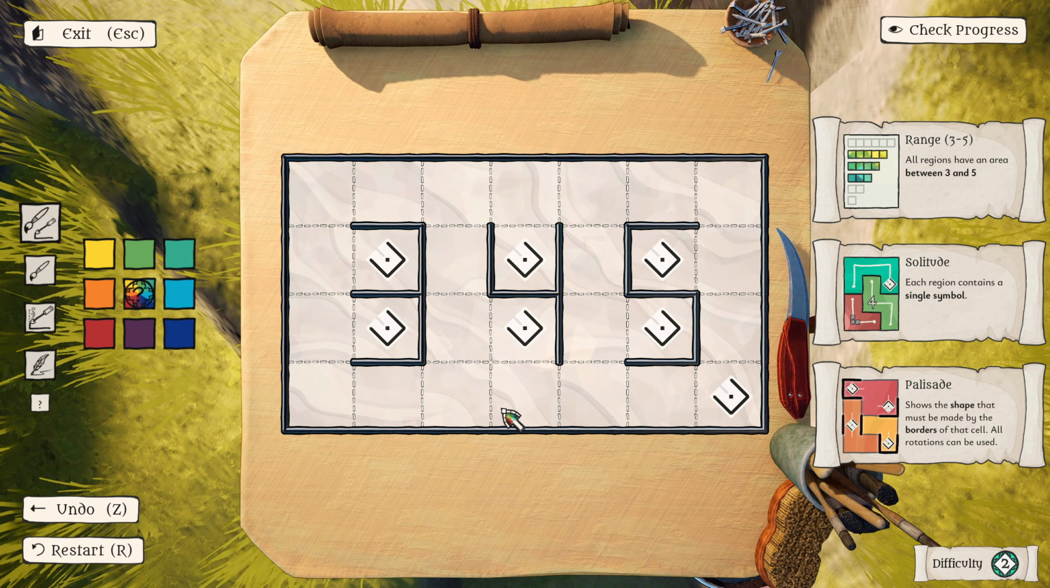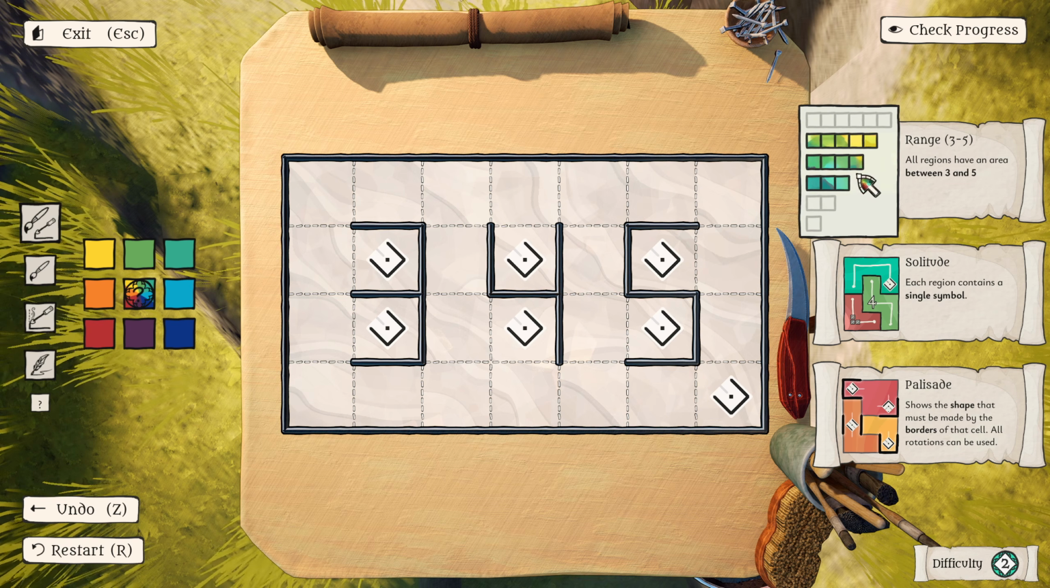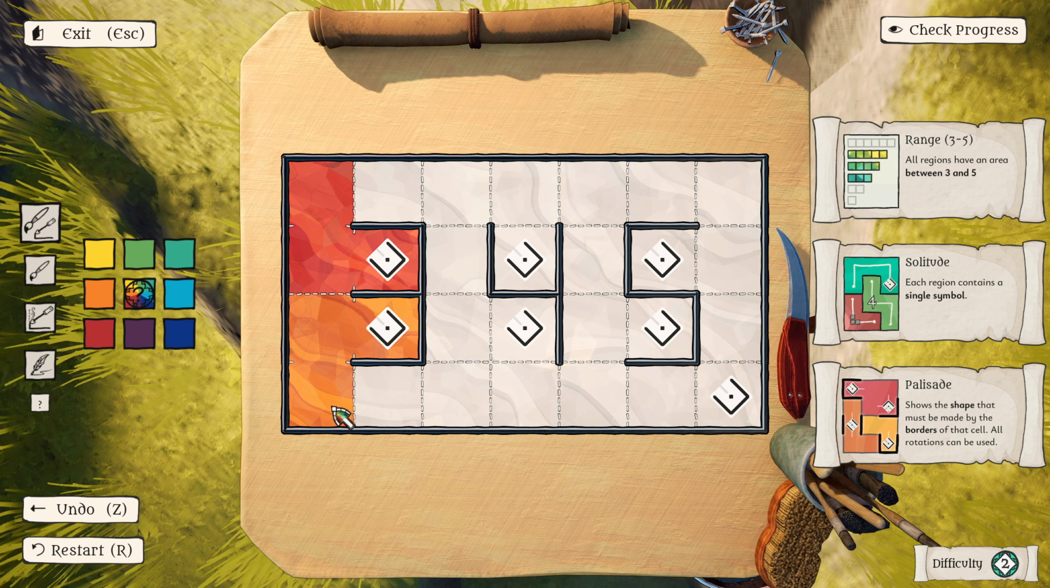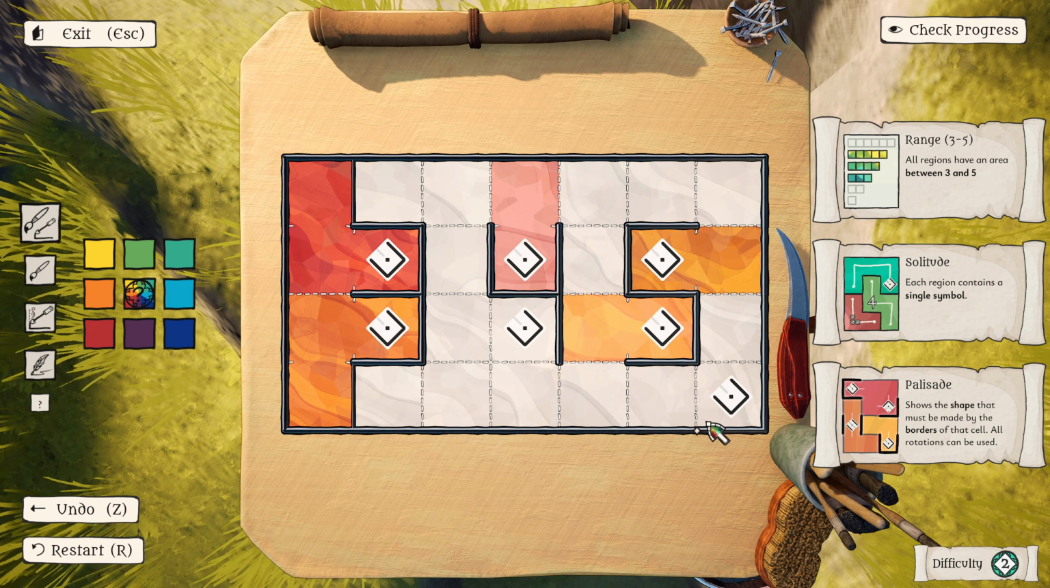Range 3 to 5, Solitude Palisade. 3, 4, 5 is a very cute map of the 3 to 5 puzzle. That must do this, this must do that. They can't go back on themselves, so that is a couple of 3s. That's got to go to there, there, there. This has to be a dead end somewhere, as does this. Between 3 and 5. 1, 2, at least.